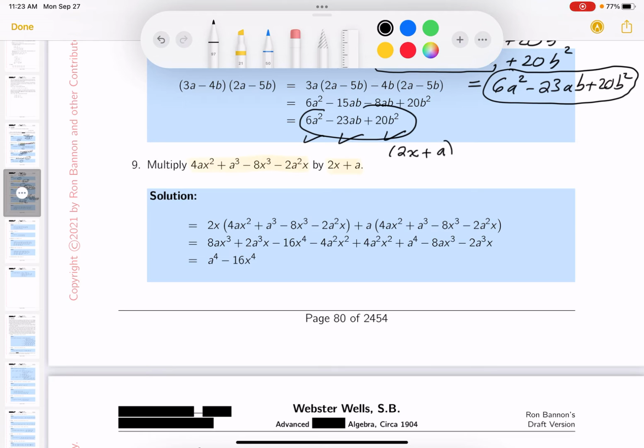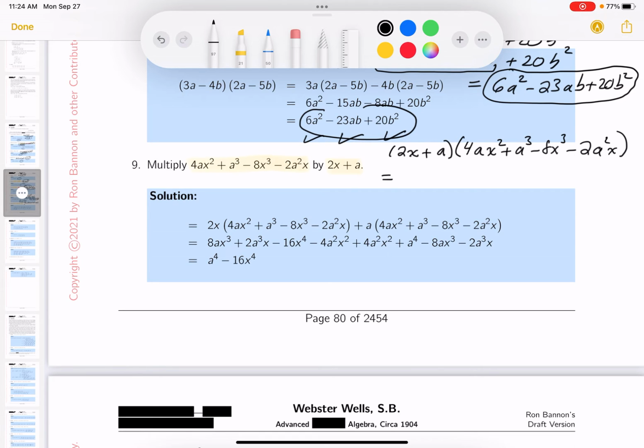What do you mean by small? It's only 2 terms. And then this really long guy over here, it's nightmarish for me. I'll write it down for you, though. And minus 8x cubed minus 2a squared x. Well, let's see if I can do it.